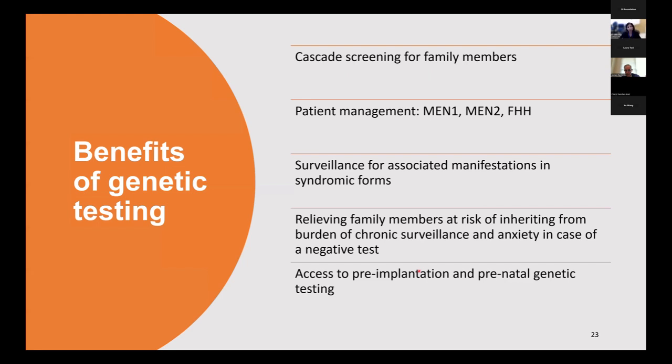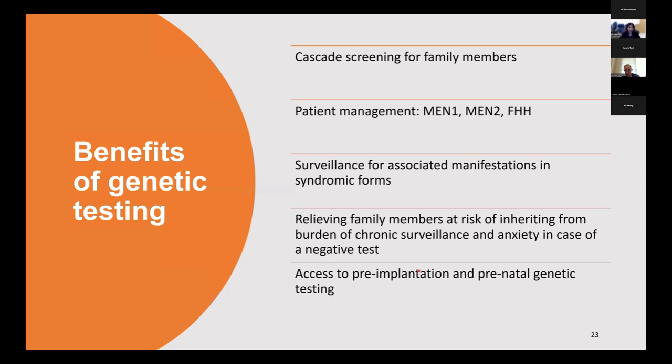So, what are the benefits? Similar to other conditions, it allows you to offer cascade screening to family members. You can diagnose these patients with some of these syndromic forms, which impacts their management. You can institute surveillance for associated manifestations in these syndromic forms.